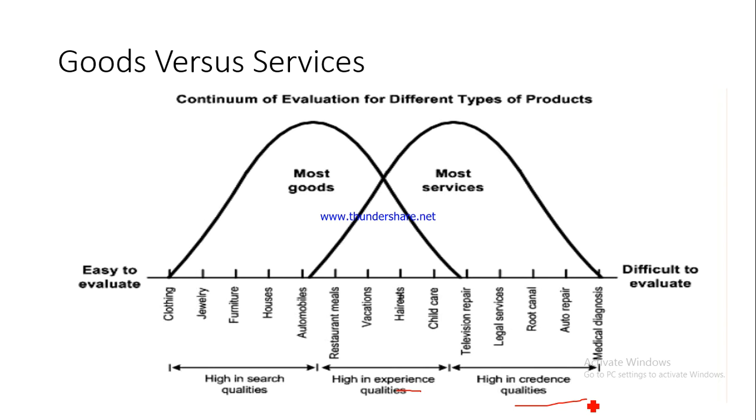So basically this is what makes services intangible. And since services are intangible, it is very difficult for the customer to be able to understand which service is a good one and which service is not that good, and which service to go for, which service from which particular organization to buy, right?